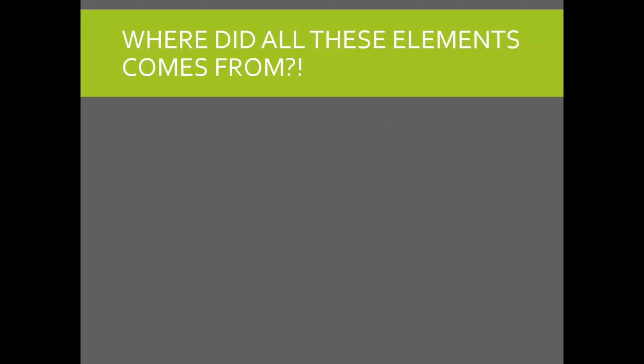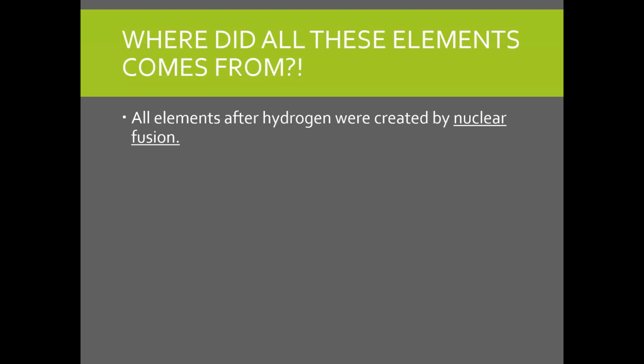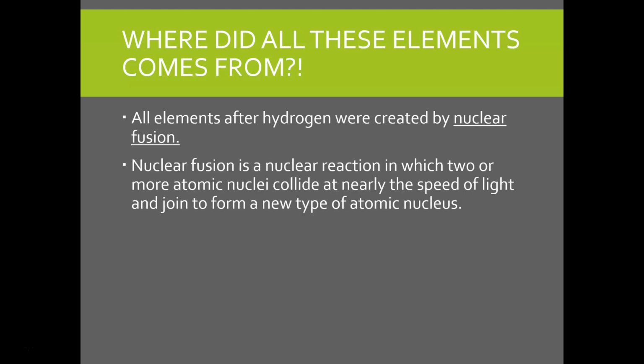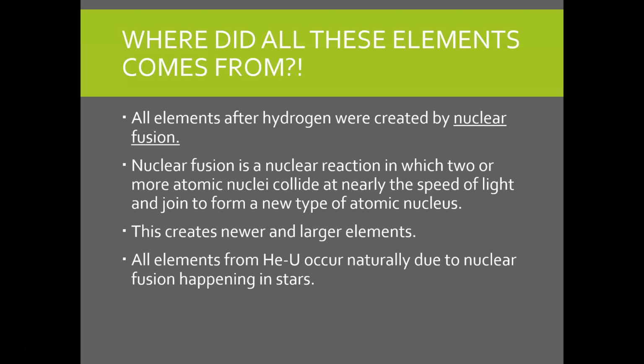So where are all these elements even coming from, though? All elements after hydrogen were created by a process known as nuclear fusion. Nuclear fusion is a nuclear reaction in which two or more atomic nuclei, we'll talk more about those later, collide at nearly the speed of light and join to make a new type of atomic nucleus. This creates newer and larger elements as the nuclei collide, creating larger and larger nuclei.